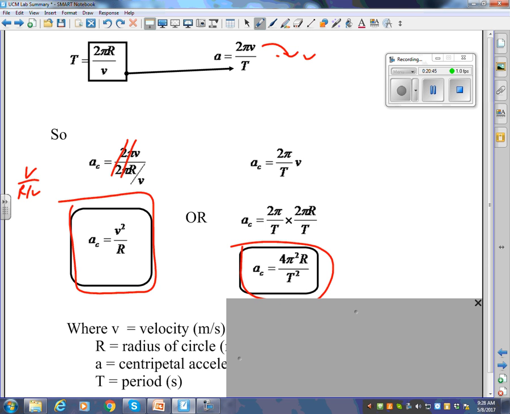4 pi squared r over T squared. And you will recall me saying at the start of this that you get a feeling that pi is going to be in these formulas somewhere? And sure enough it is.